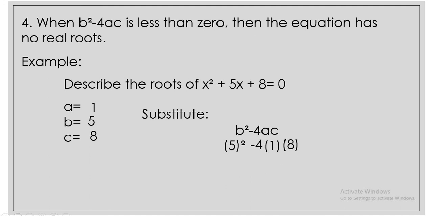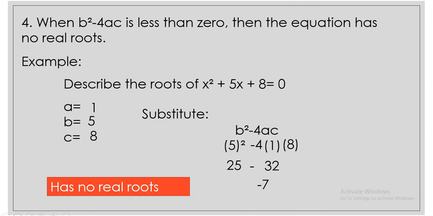Let us now simplify it. 5 squared is 25. 4 times 1 times 8 is 32. So we have 25 minus 32 is negative 7. So it says here that when b squared minus 4ac is less than 0, meaning to say your answer is a negative number, then the equation has no real roots.